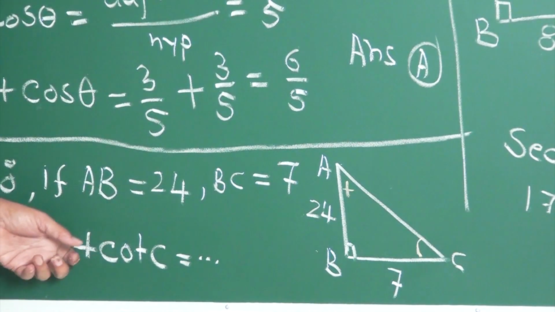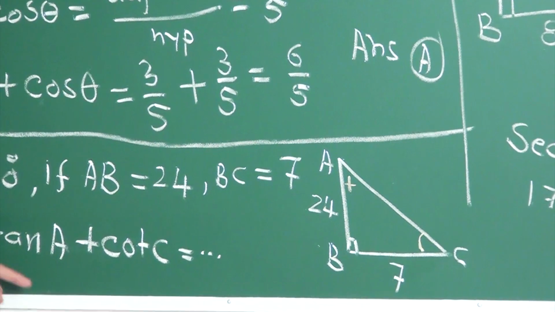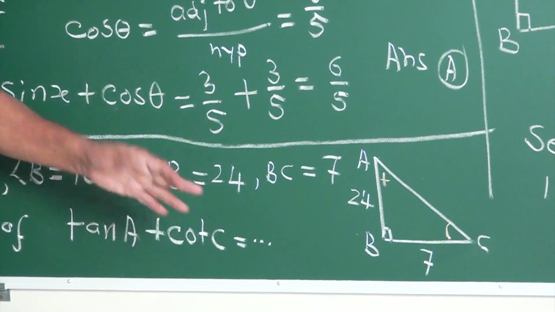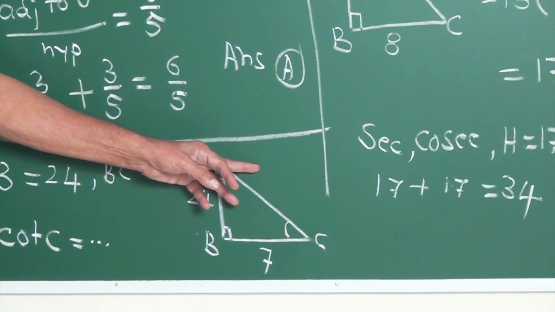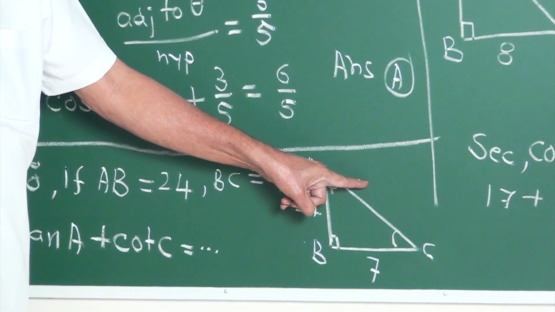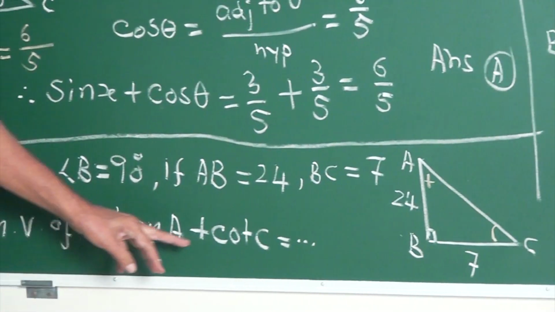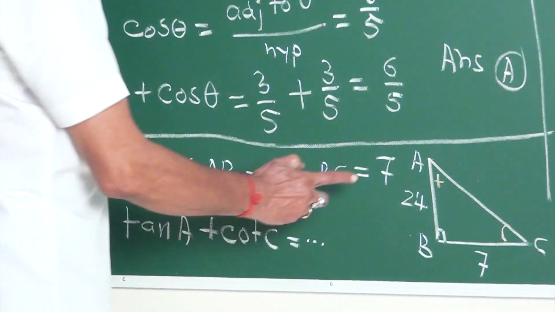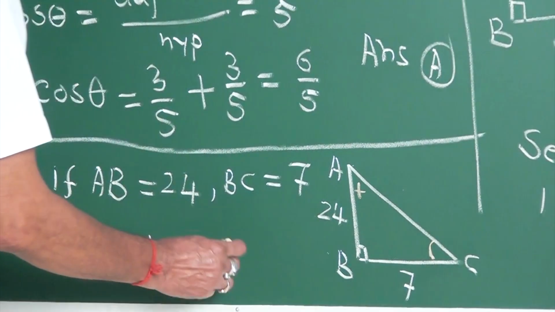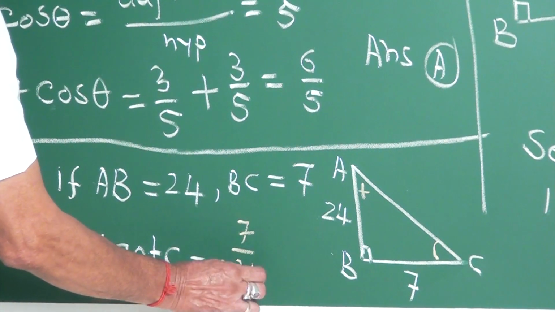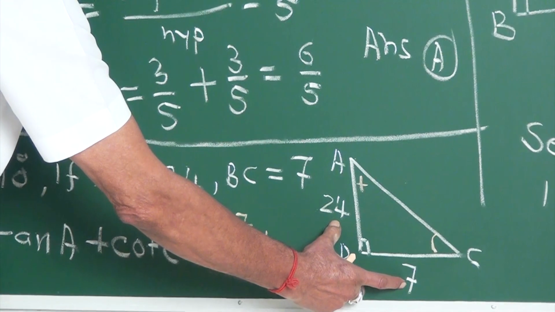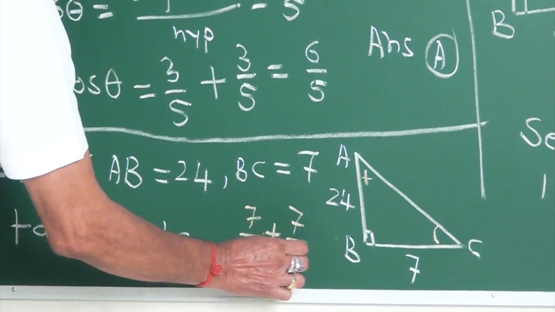Tan and cot never consider the hypotenuse. In case of tan, what is it? Opposite upon adjacent. What is cot? Adjacent upon opposite. No connection of cot with the hypotenuse. Don't waste your time in writing the hypotenuse. No need here. Tan A plus cot C. What is tan A? This is A. This is opposite upon adjacent, plus. What is cot C? Adjacent upon opposite.